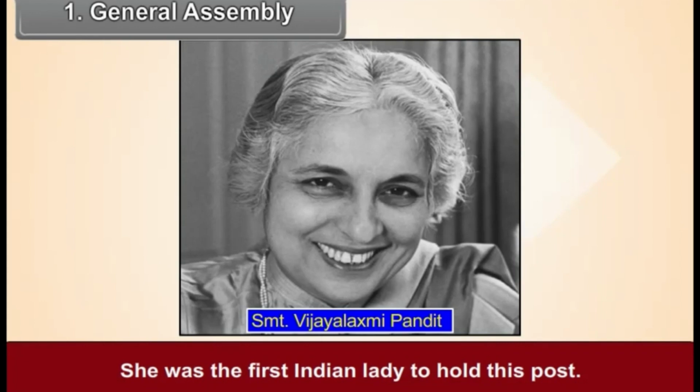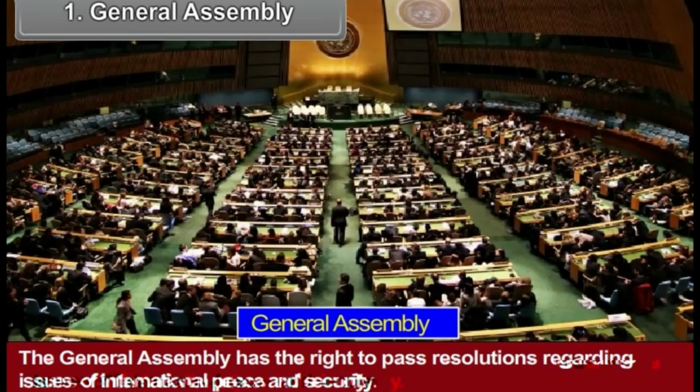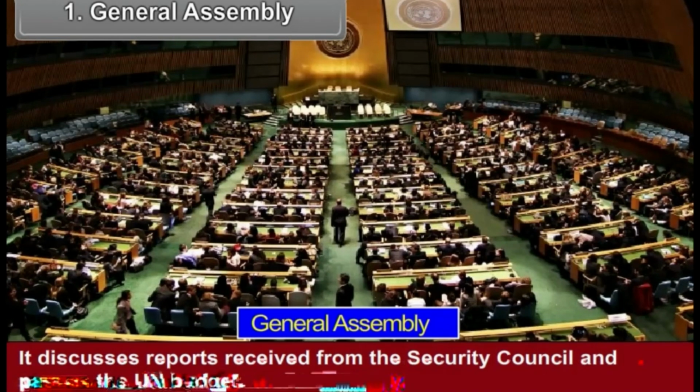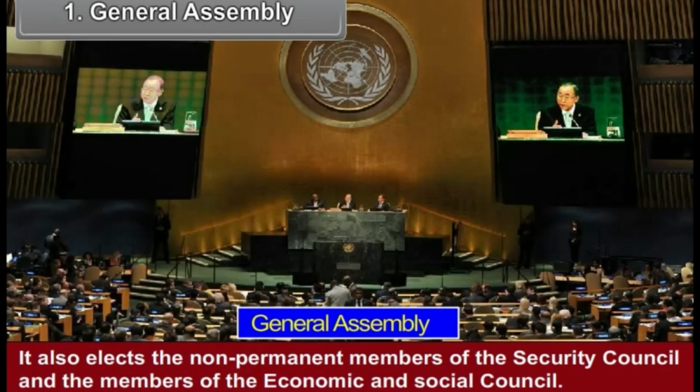Functions. The General Assembly has the right to pass resolutions regarding issues of international peace and security. It discusses reports received from the Security Council and passes the UN budget. It also elects the non-permanent members of the Security Council and the members of the Economic and Social Council. During its sessions, all the member nations discuss many important international issues. Therefore, the UN General Assembly is considered to be an important forum for discussion on international questions.